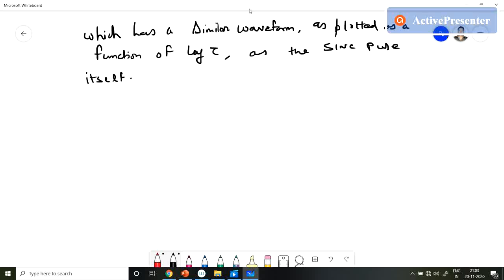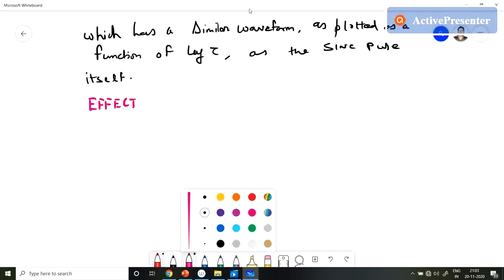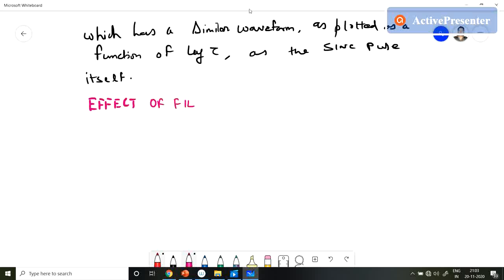Now we can find out the effect of filtering on energy spectral density. Let us find out the effect of filtering on energy spectral density.